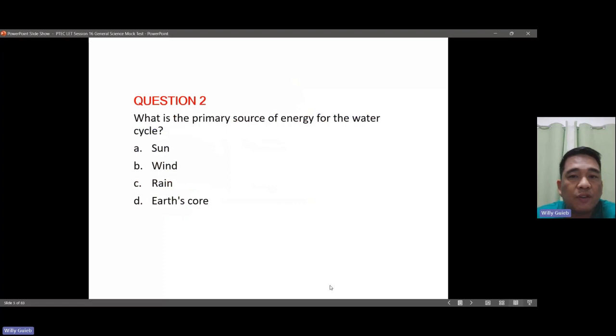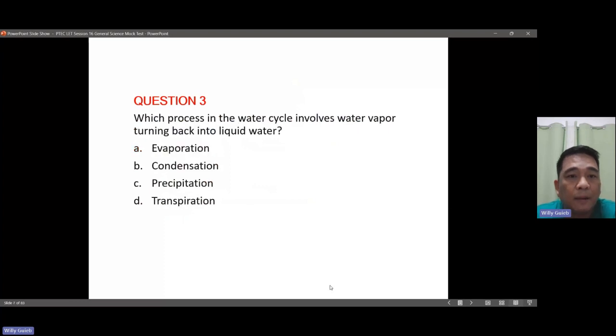Question 2, what is the primary source of energy for the water cycle? A. Sun, B. Wind, C. Rain, or D. The Earth's core. For question number 2, the keyword natin ay source of energy. So there are two primary areas na pwedeng pagpilian dyan. You have letter A for the sun and D for the Earth's core, because these are the two areas that would provide the necessary energy. But the answer for this ay yung letter A, which is the sun, the primary source of energy, not only for the water cycle, but for the entire ecosystem in general.